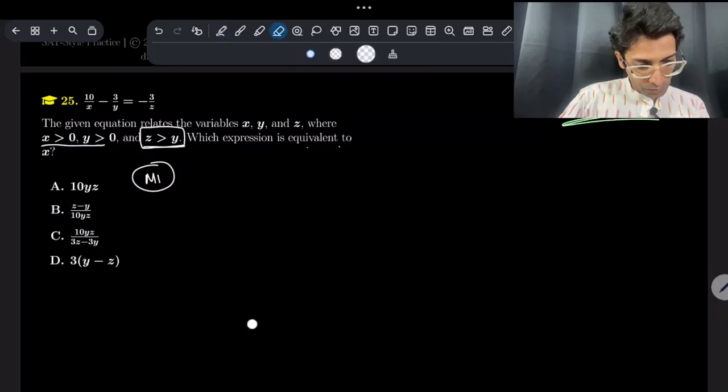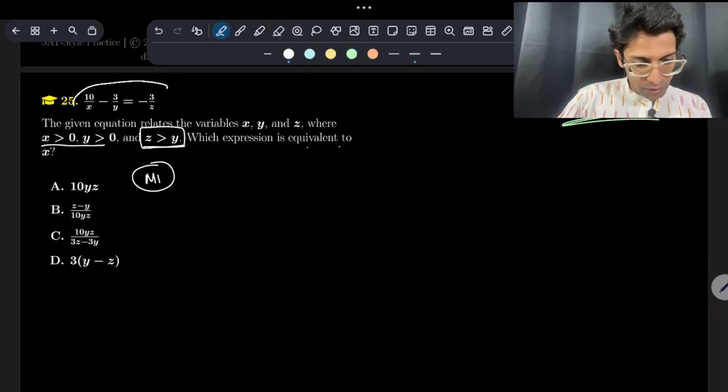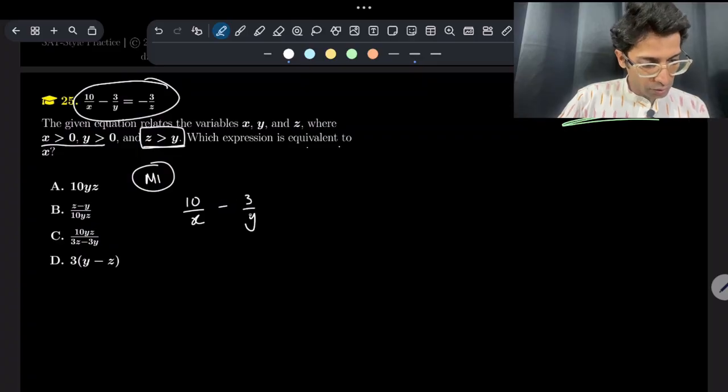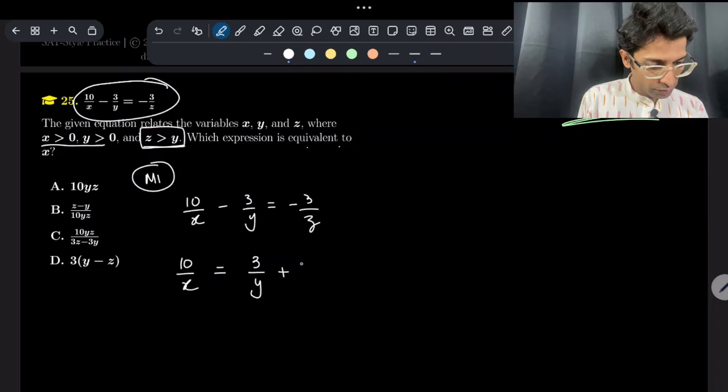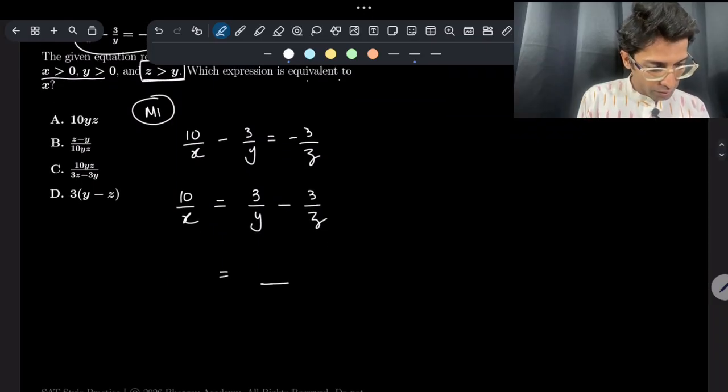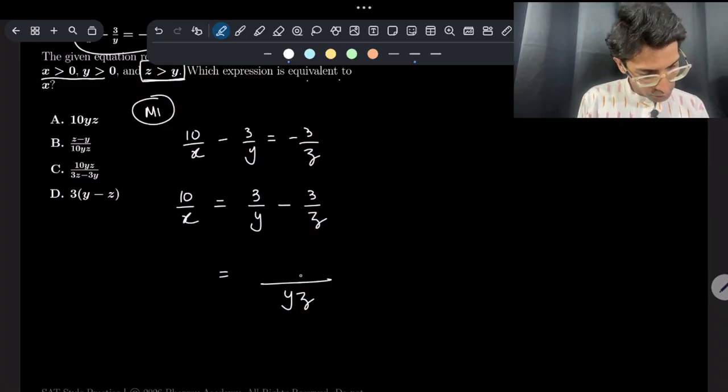Okay, let me write down this equation once again. 10 by x minus 3 by y is equal to minus 3 by z. Since I want to find the value of x, I want to keep only the x terms on the left hand side and the rest of the terms on the right hand side. I can reduce this equation like this: 3z minus 3y is equal to 10 by x.